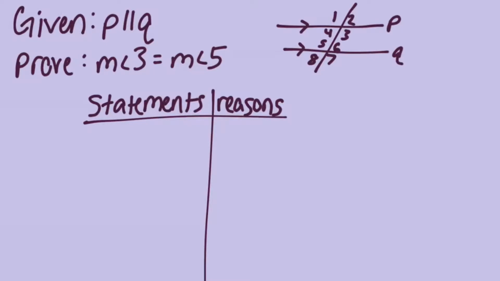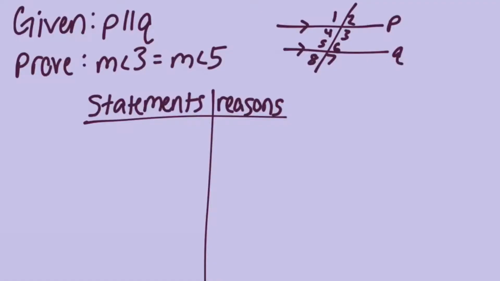In this proof, we're given that P is parallel to Q, and we're trying to prove that the measure of angle 3 is equal to the measure of angle 5. I'm going to write this as a 2-column proof because it's pretty straightforward. We always want to start with the given.